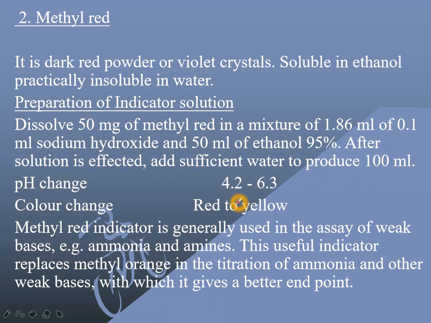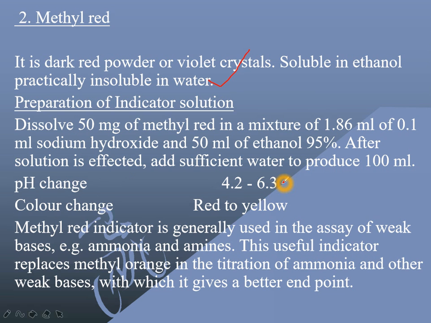Next is a methyl red indicator. It is a dark red powder or violet crystals that is soluble in ethanol and practically insoluble in water. Its preparation is we have to take 50 mg of methyl red in a mixture of 1.86 ml of 0.1 N sodium hydroxide and 50 ml of 95% ethanol. After solution is effected, add sufficient water to produce 100 ml.